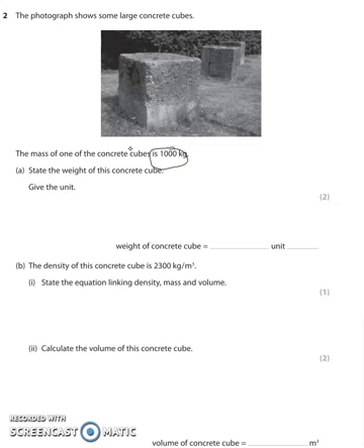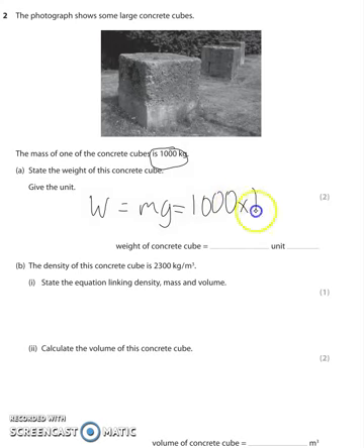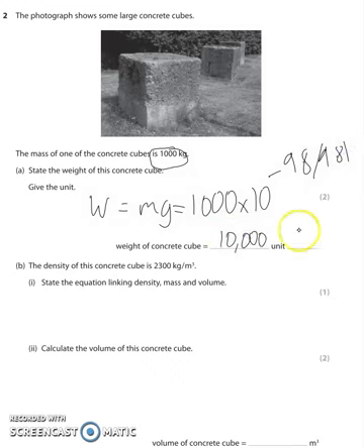Give the unit. Okay, so here, weight is mass times gravity. So the mass is 1,000. And if you look at the beginning, it says to use 10 meters per second squared. They would accept 9.8 or 9.81 here, but 10 is fine, so you should get 10,000. But then what's going to be the unit? It should be newtons, and that's for our 2 marks.